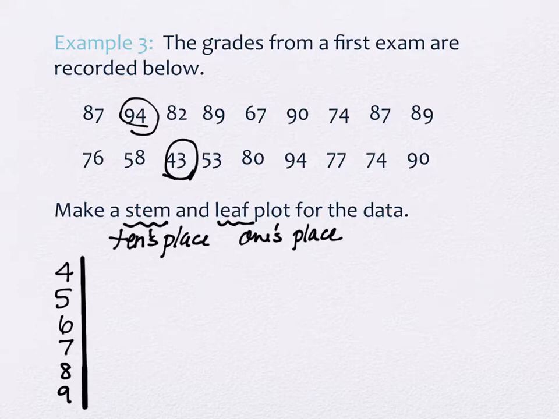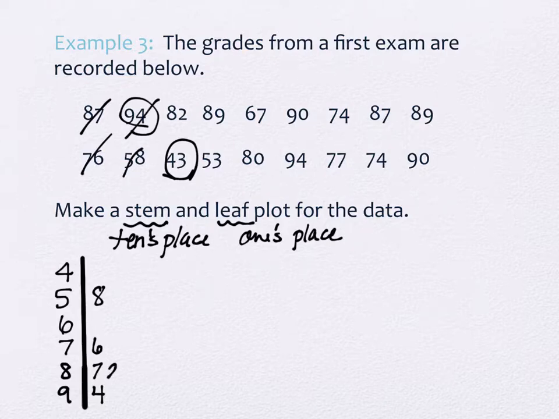Okay, and then we're going to do this a couple of times. The first time we're just going to go through kind of like we did on the dot plot. We're just going to list the values. So when I see 87, I'm going to go to the 8 row and write a 7 on the right. And I see a 76, so I go to the 70s row and write a 6. 94 is the 90s row and write a 4. 58 is the 50s row and write an 8.